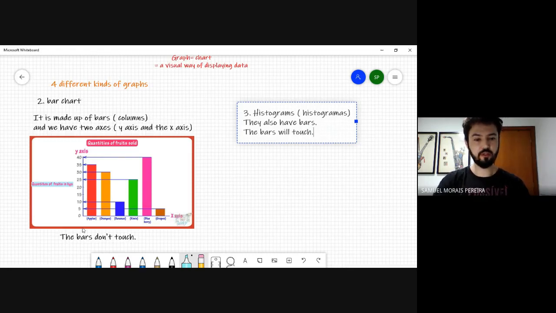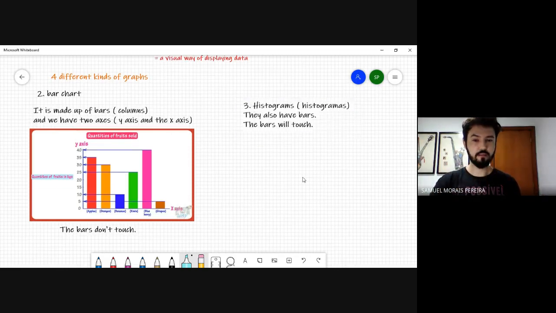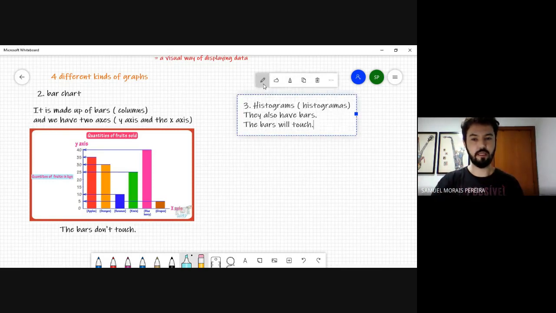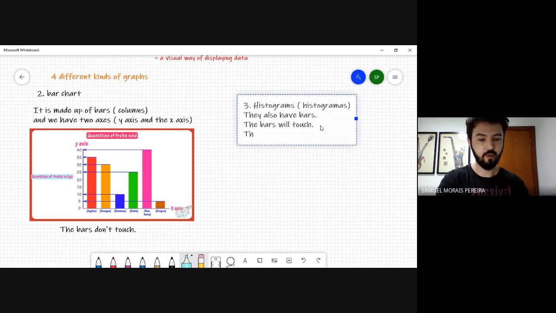Quando eu falo will touch, the bars don't touch, as barras não se tocam, elas não se encostam. When I say the bars will touch, quer dizer que as barras se encostam, tá bom? Because I am talking about only one thing, but I have intervals. Então, no caso aqui dos histograms, there are intervals. Existem intervalos, tá bom? Vocês estão vendo o meu exemplo. So, just a moment. There are intervals. Eu estou falando da mesma coisa.